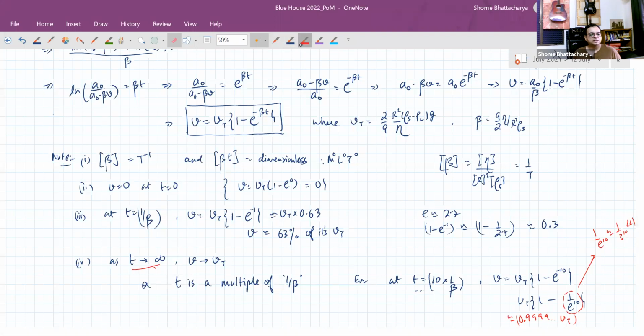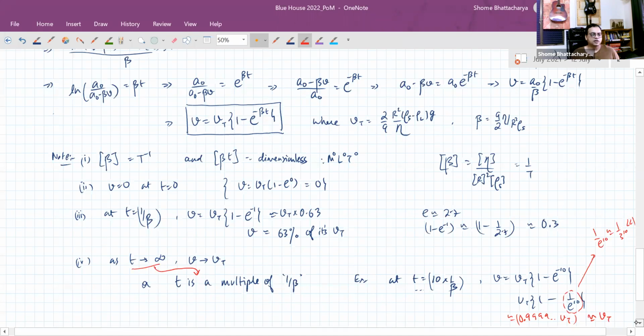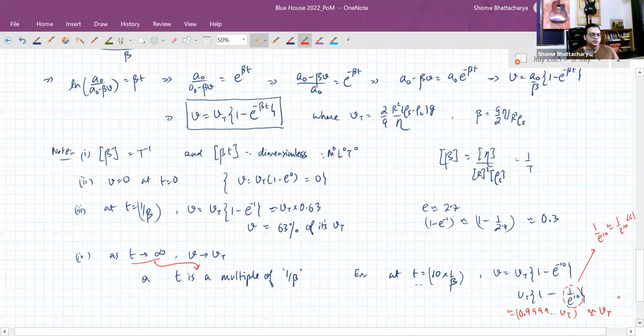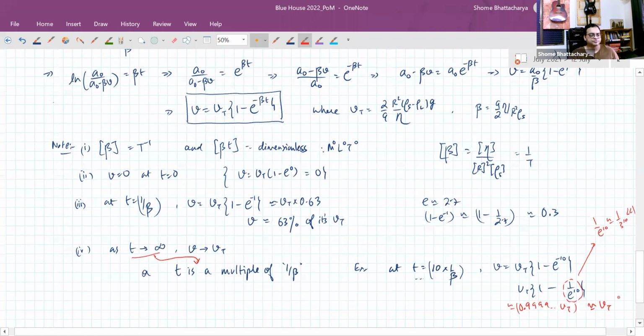It's a large multiple, the largest multiple. It doesn't have to be thousands or millions of times 1 by beta. It can just be a few times 1 by beta, like 10 times or 15 times or even 7 or 8 times. It will be very, very close to the terminal velocity, so it will be almost equal to terminal velocity. That will be reflected in the pattern of the graph when we draw v as a function of time.